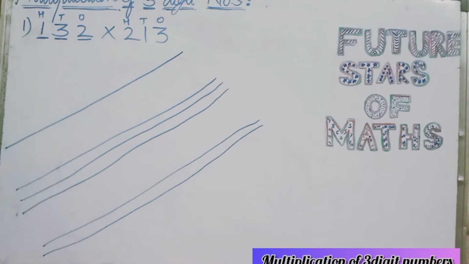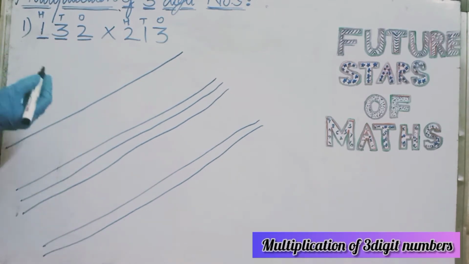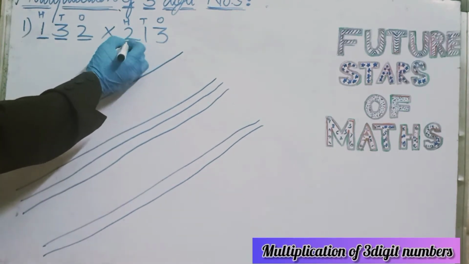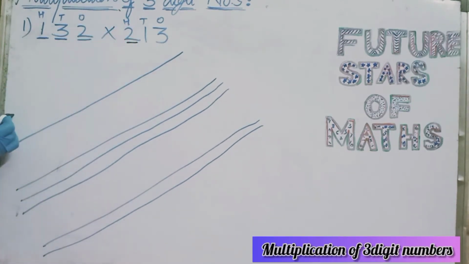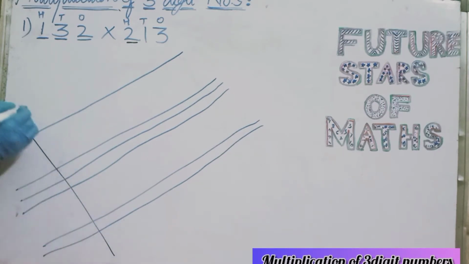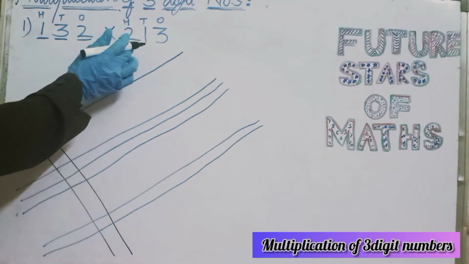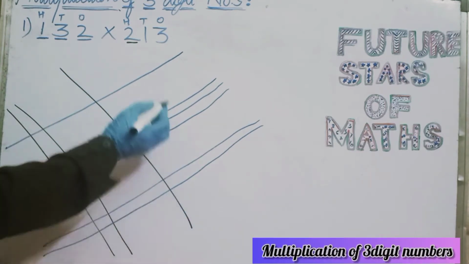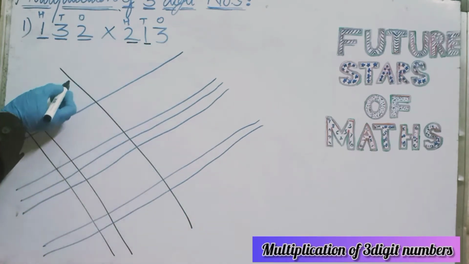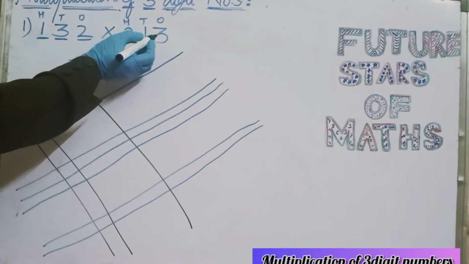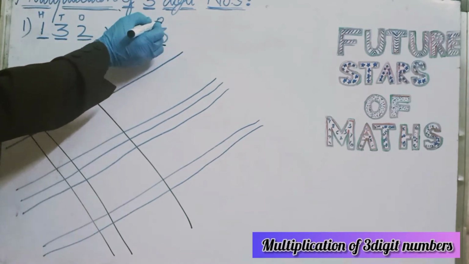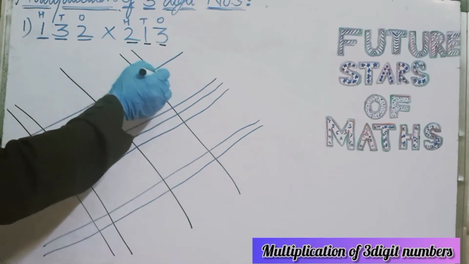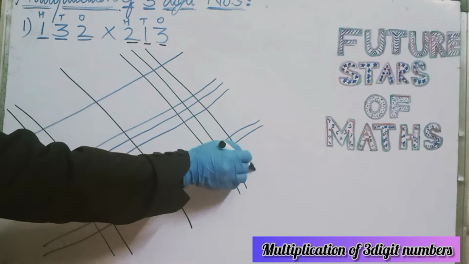Now I have to draw lines for the second number in a similar way, but they should intersect these lines. So in hundreds place I have 2, so I'll draw 2 lines here. Then by leaving some space, I'll draw the line for the tens place number. Here tens place is 1, so I have drawn one line for it. For the ones place number I have 3, so I'll draw 3 lines for it.